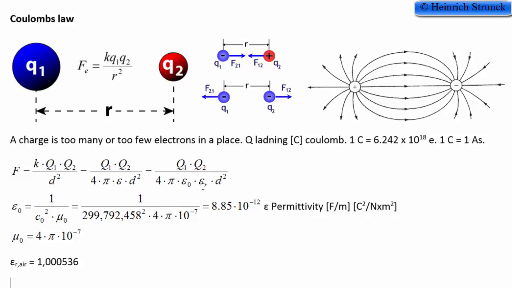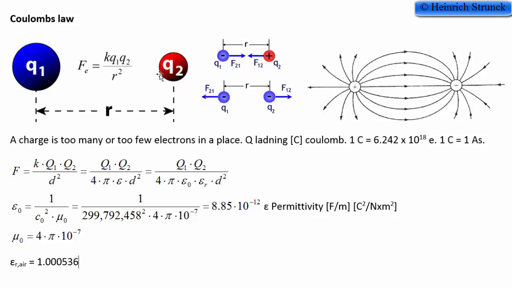This relative number for permittivity depends on the material, and for example for air we have the number 1.000536. This should be a dot instead, so 1.000536. It's nearby 1, so we can see that it doesn't change the force very much if we have no air or vacuum, nothing at all, or just air. But you have to put in a number in the calculation.